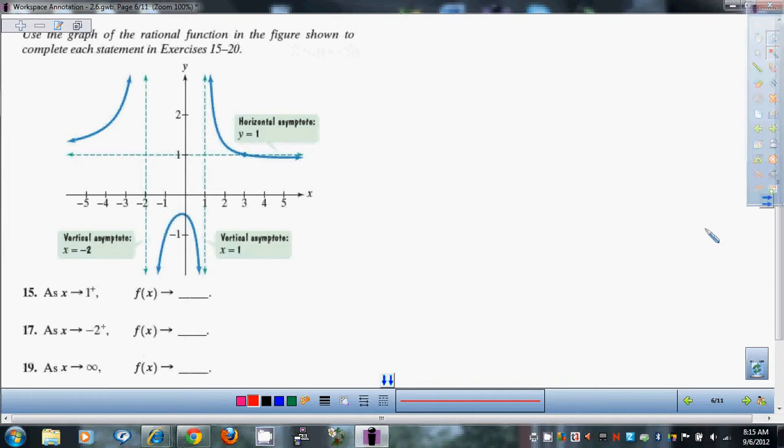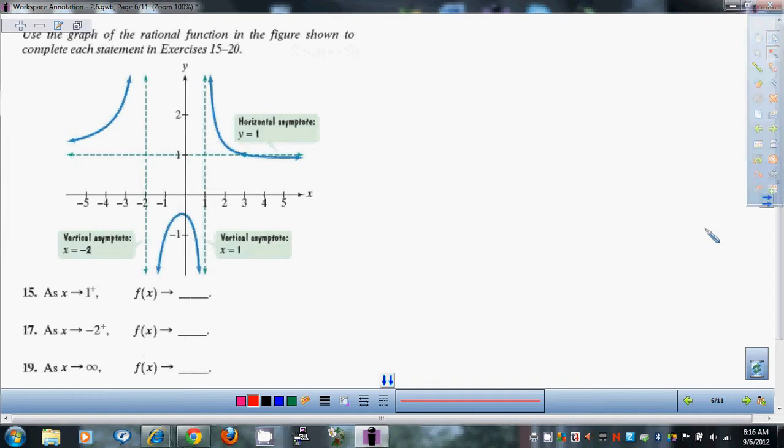2-digit numbers. Any 2-digit number. 47. 1, 2, 3, 4. 1, 2, 3, 4, 5, 6, 7. Holly. Number 17. Negative 2 from the right-hand side. Where's that going? Very good. A lot of people tend to just look at the asymptote and say, oh, infinity. But you have to find the actual function. And the actual function is going down to negative infinity. Very good.